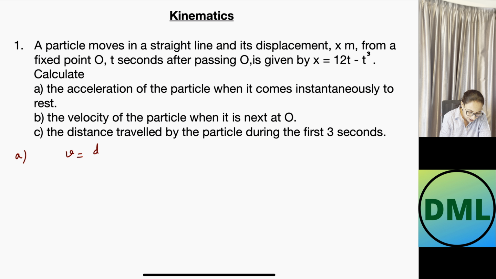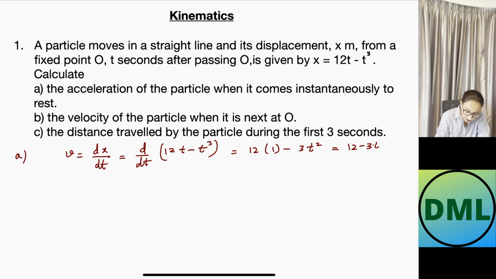Velocity is given as dx by dt. I need to differentiate the curve. My curve is 12t - t^3. If I differentiate, the differentiation of t is 1, and the differentiation of t^3 is 3t^2. My answer is 12 - 3t^2. That will be my velocity.